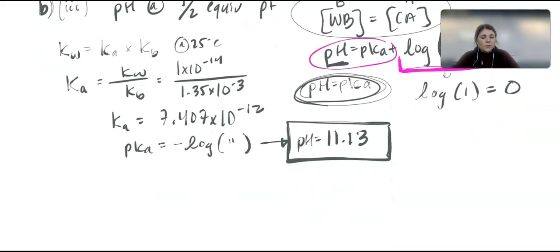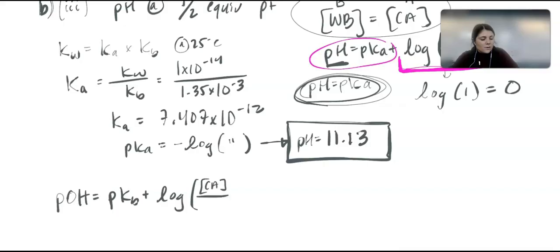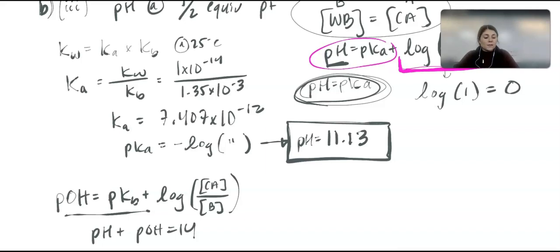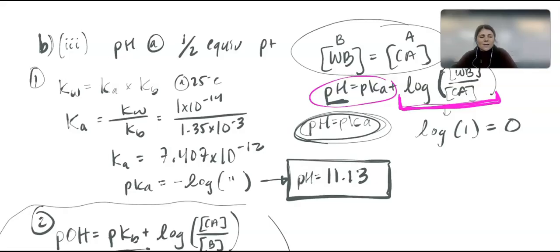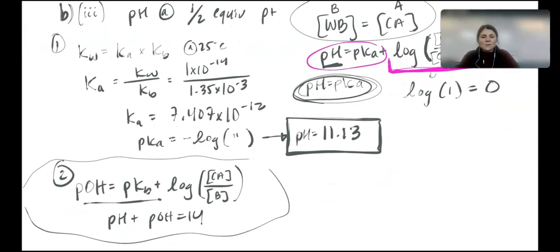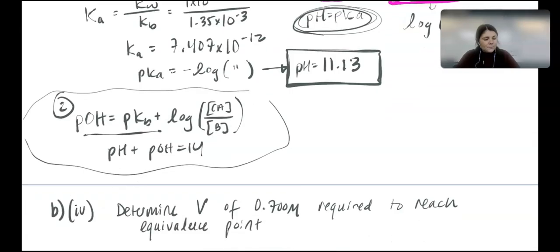If you wanted to do the other route, you can think of this as Henderson-Hasselbalch based off of a basic solution. So here you would have conjugate acid over the weak base. That also works as well because we know pH plus pOH equals 14. We can still solve for pH. That was the second route you could have done, but here I chose this route. Again, both get you the same answer, just different routes.